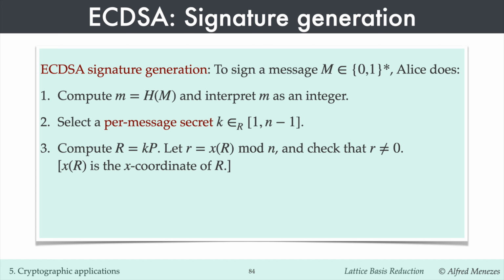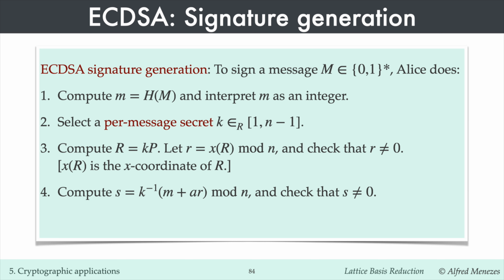Using k, she computes the elliptic curve point R equals k times P. She extracts the x-coordinate of the point R, reduces it modulo n, and calls the result r. Note that r is a non-zero integer between 1 and n-1. Finally, Alice computes another integer s, defined as the product of the inverse of k times (m plus ar), all modulo n. Alice's signature on M is a pair of integers r and s.